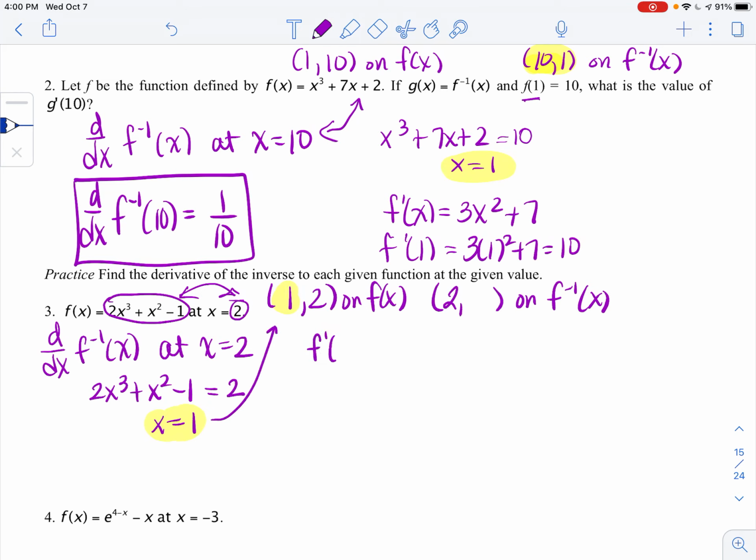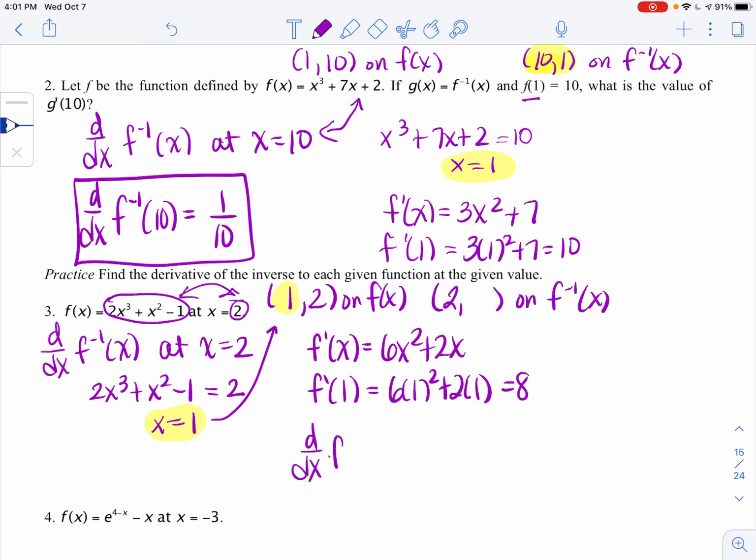So I'm going to calculate f prime of x. That comes out to be 6x squared plus 2x. Evaluate it at 1, the value you solved back for. That comes out to be 8. And then finally, your final answer, the derivative of the inverse at 2 is the reciprocal, 1/8. And that's your final answer.